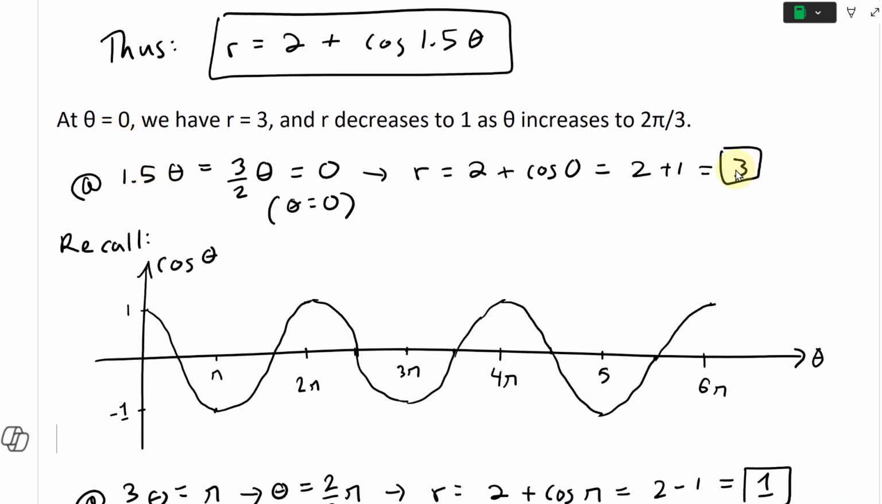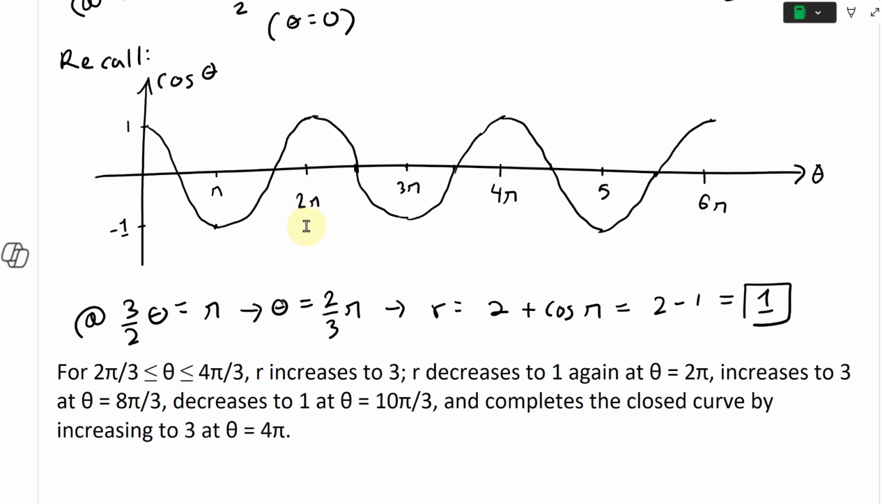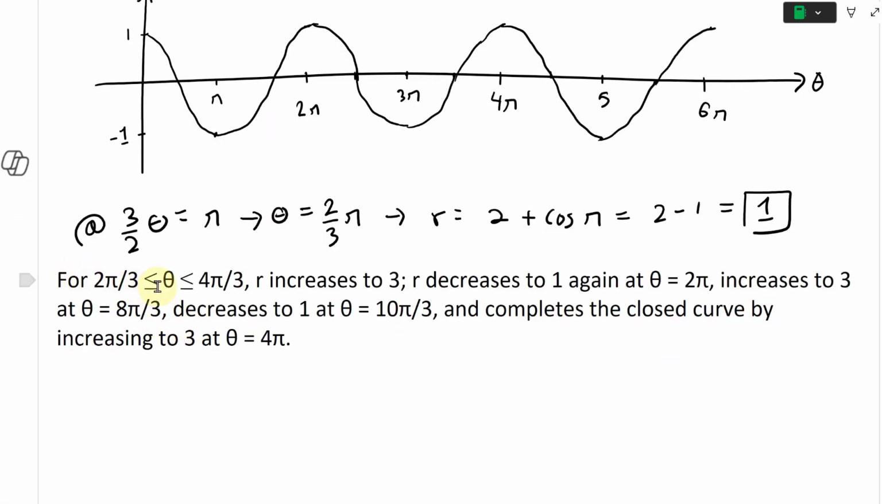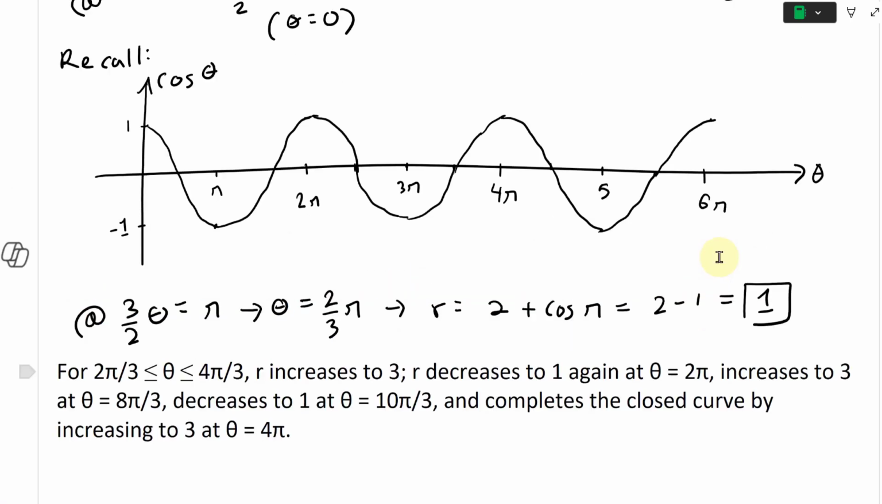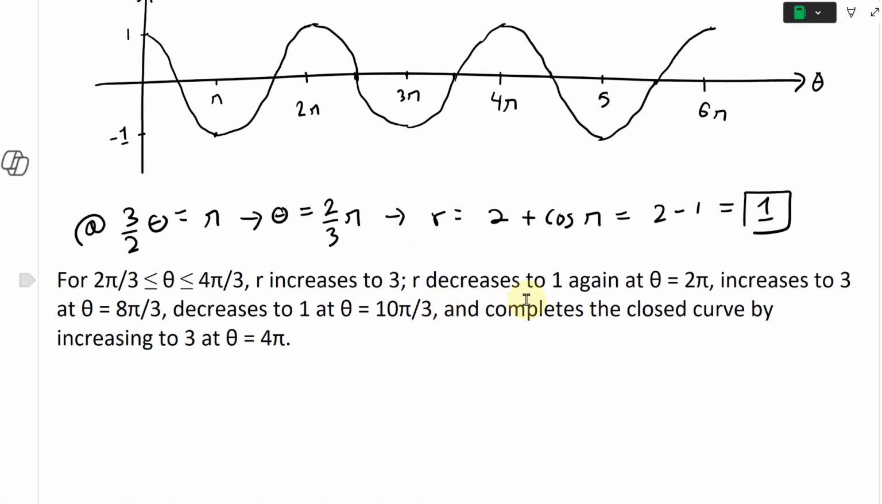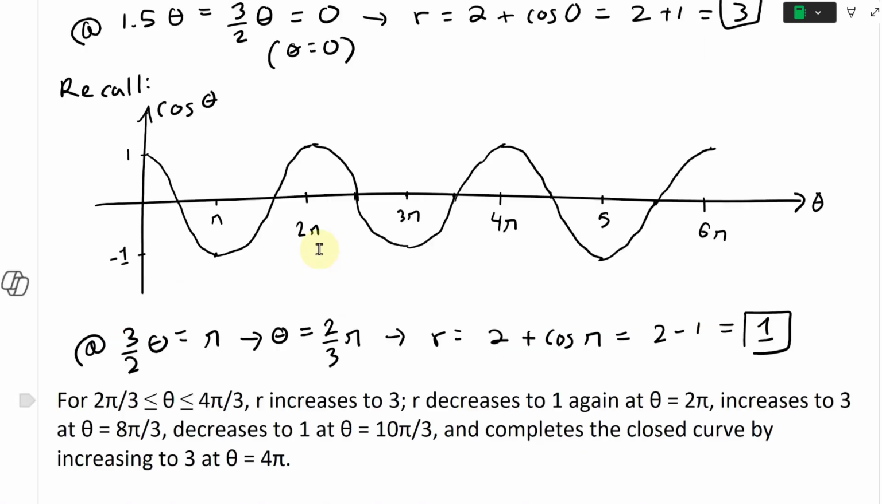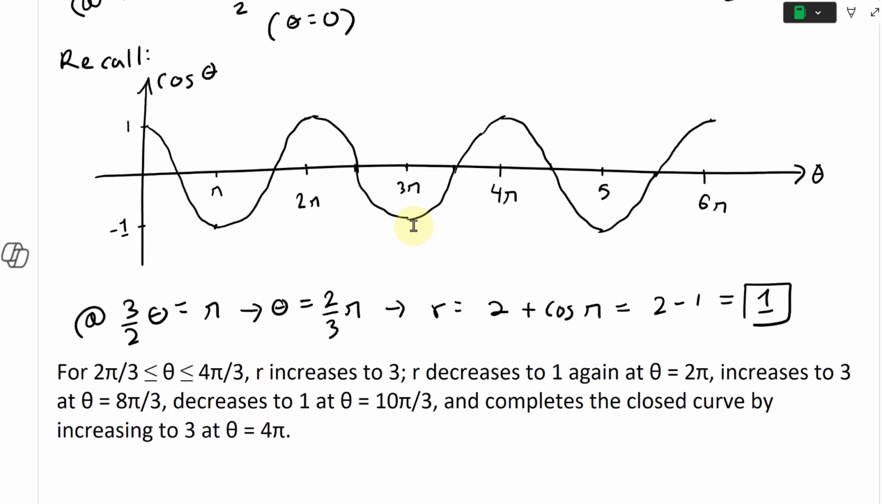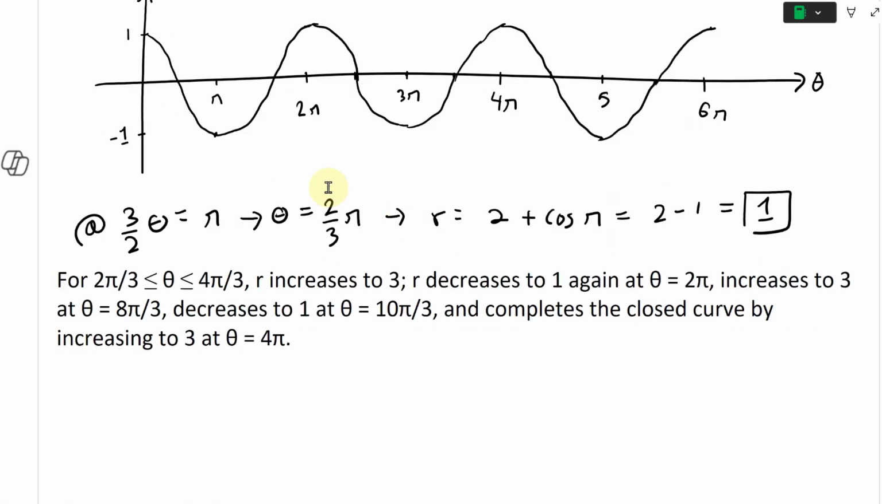All right, now going further, so we have the 2 points right here. It starts at 3, decreases to 1, and I'll go another pi. So for theta greater than or equal to 2 pi over 3, and all the way to 4 pi over 3, r increases again. So it's going to increase to 3 again, then decrease to 1, increase to 3, decrease to 1, increase to 3, because again we're dealing with a sine wave. A cosine just goes up and down.